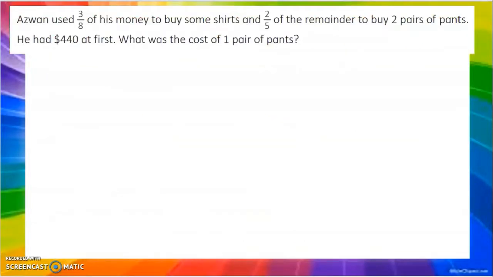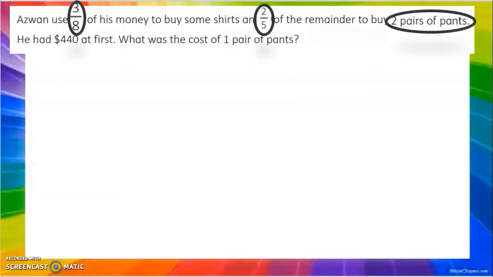For example, we have a problem here. Aswan used 3/8 of his money to buy some shirts and 2/5 of the remainder to buy 2 pairs of pants. He had $440 at first. What was the cost of 1 pair of pants? So we're going to find the given numbers. We have 3/8, 2/5, the 2 pairs, and the amount of money, $440. So we're looking for the cost of 1 pair of pants.